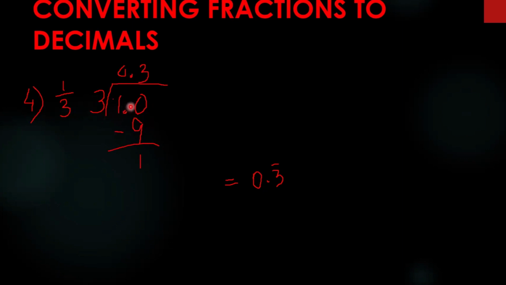We introduce another 0. And then we still get 3 times. 3 times 3 still gives us 9, with a remainder of 1. We introduce another 0 to it. It still gives us 3. 3 times 3 is 9 with a remainder of 1. Now we can see the same pattern. We keep getting a remainder of 1. If we continue doing this, we are still going to keep getting a remainder of 1. So the answer is going to be 0.33333. It's a recurring fraction. So we simply write it as 0.3 recurring.